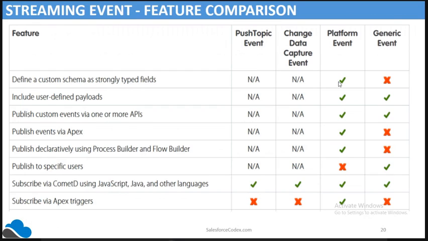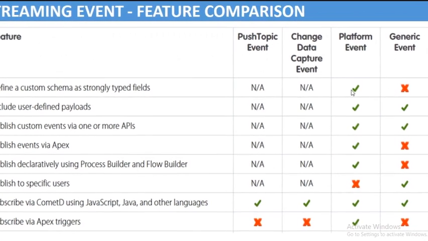Include user defined payload. In a user defined payload, if you want to send a message specific to a particular user, then you should go with the platform event or generic event. In a generic event also, we can specify that the notification should go to this user only. Publish custom events via one or more APIs. When you want to publish events using an API, you should go with the platform event or a generic event.